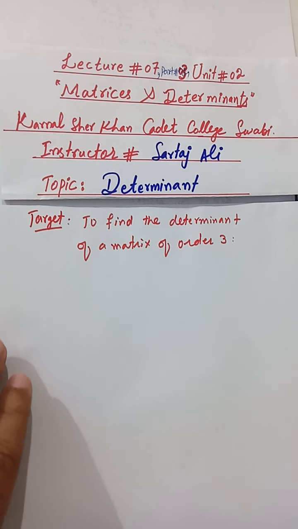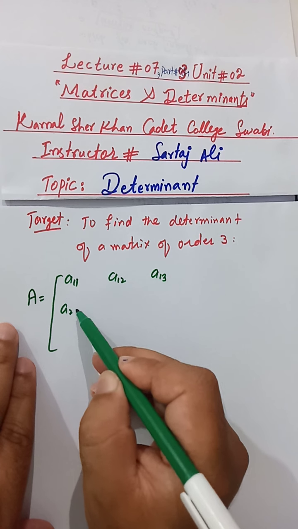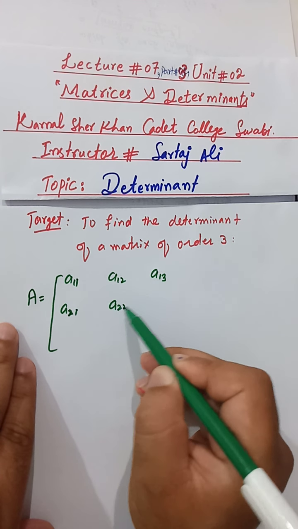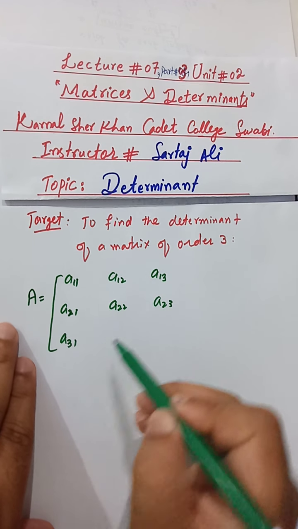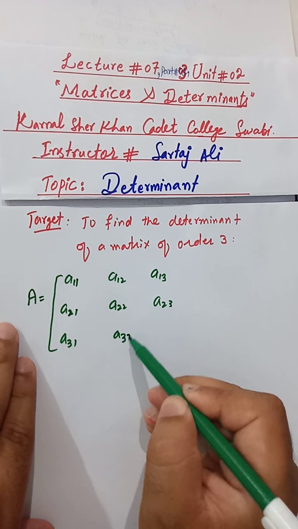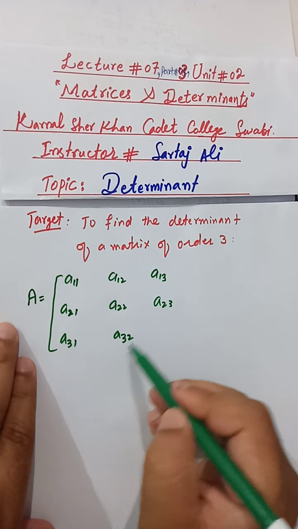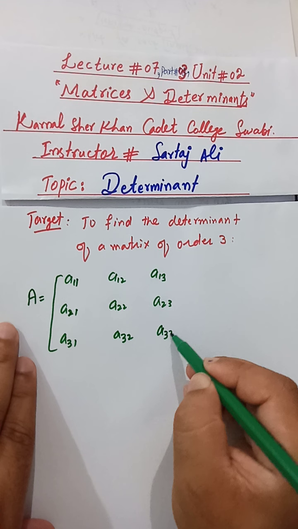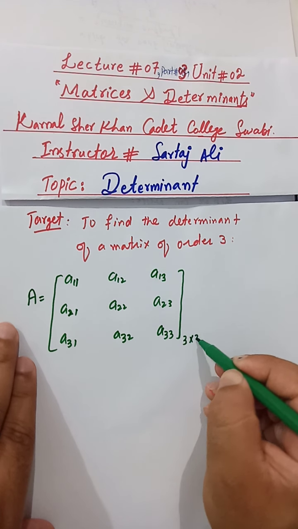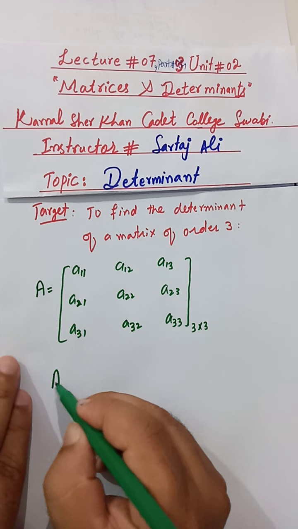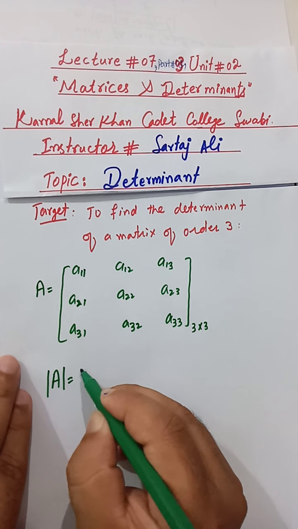So consider a matrix of order 3 in general form A11, A12, A13, A21, A22. Time and again I am telling that the subscript tells us the position of the elements in the matrix. For example, if the subscript is A32, it lies in the third row and second column. So this is a matrix of order 3 by 3. The target is to find out the determinant. The determinant is denoted by this.